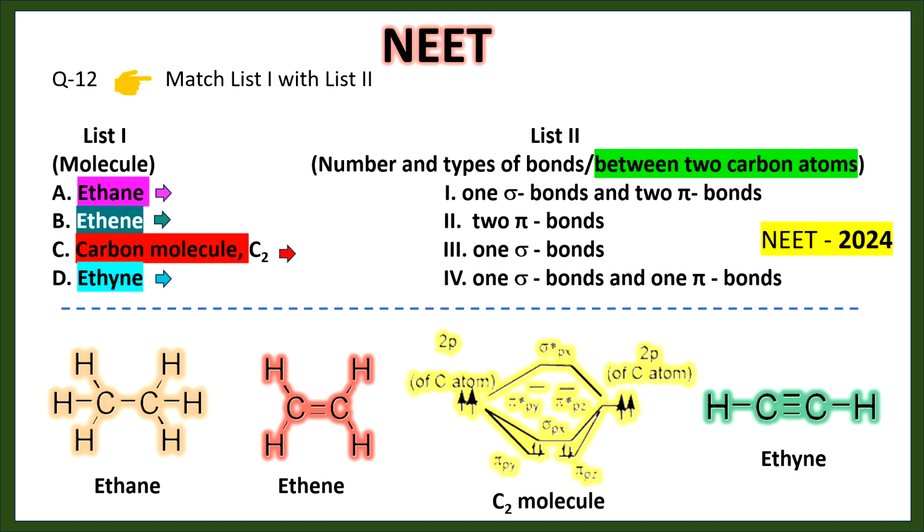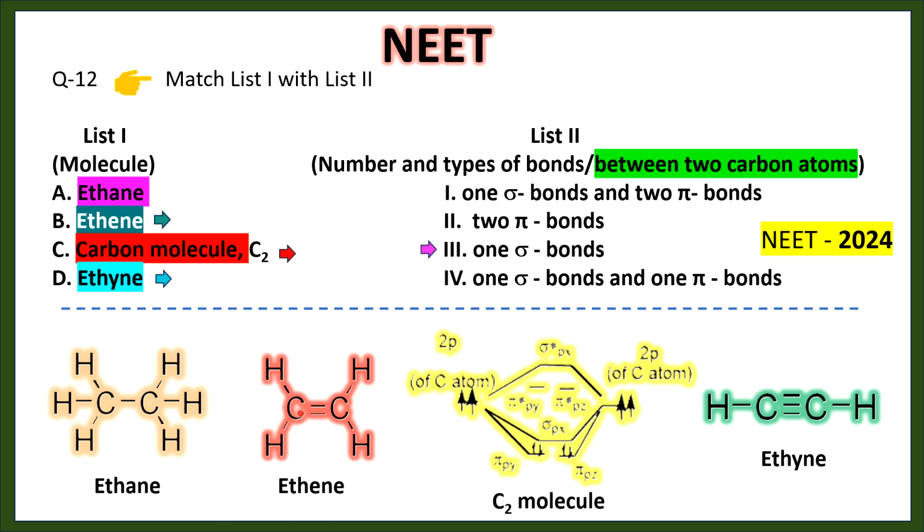Now coming to another question, number 12. Here match list 1 with list 2. In list 1 the molecule names are given, and in list 2 the types of bonds between the two carbon atoms; we have to consider only the carbon-carbon bond. Now the first one is ethane. We draw the ethane molecule. You can see that there is one carbon-carbon single bond. So for ethane there is only one sigma bond.